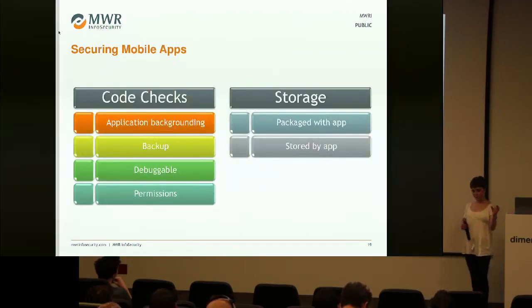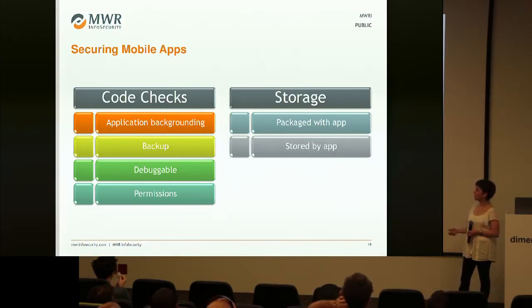And then, rather than looking at the general device and the mobile environment, I also want to look at how you secure a mobile application. So there's some little things you can do that are quite quick, like code checks. You can check that when your application is being backgrounded, that it's not displaying sensitive information, either by turning off the display or detecting the backgrounding action and popping up a splash screen.